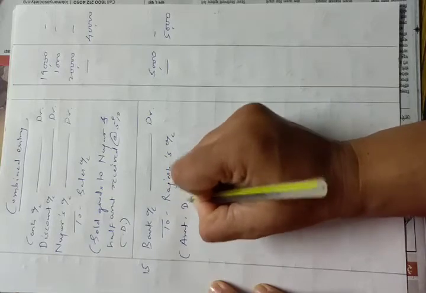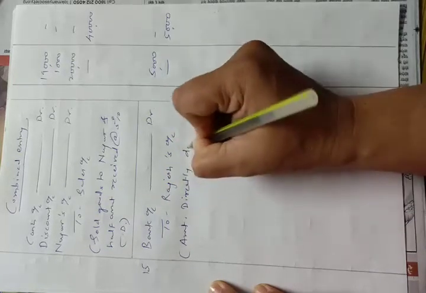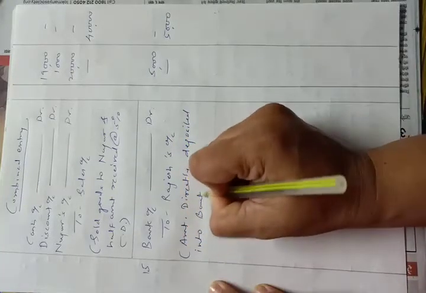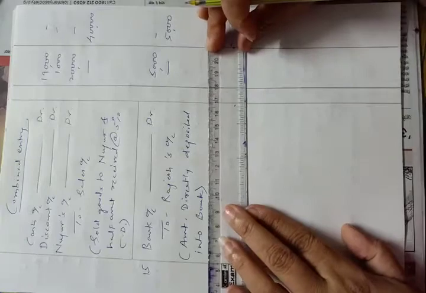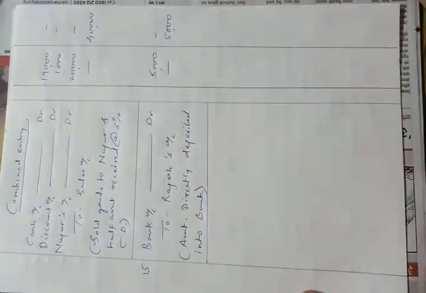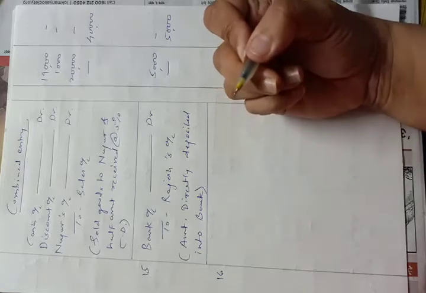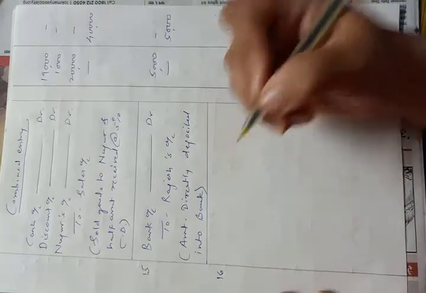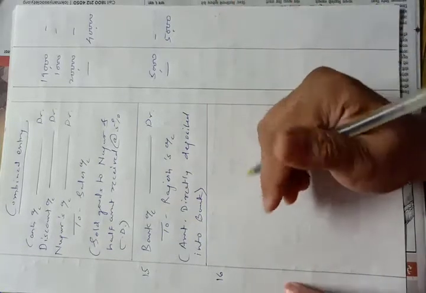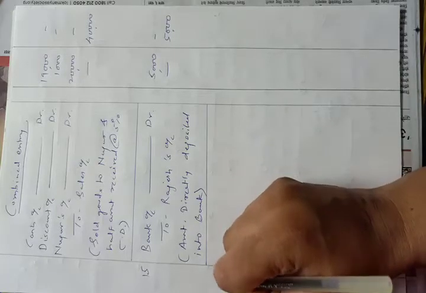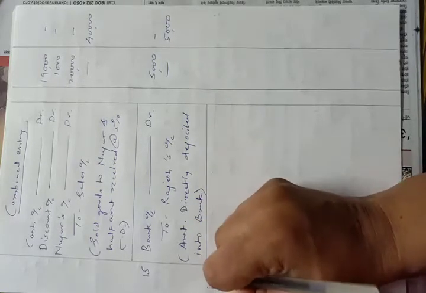Amount directly deposited into bank. This will be the narration. This is easy entry and this is not a combined or compound entry. Only two accounts are involved in this entry. The entry which involves more than two accounts is known as combined entry or compound entry. Okay, so now, sorry, the date is 20 Feb.